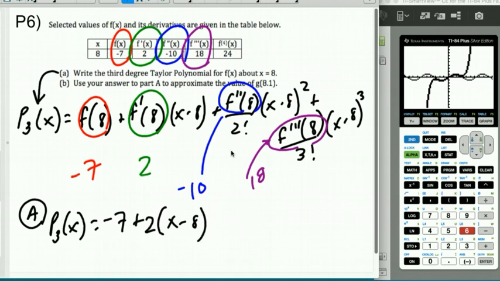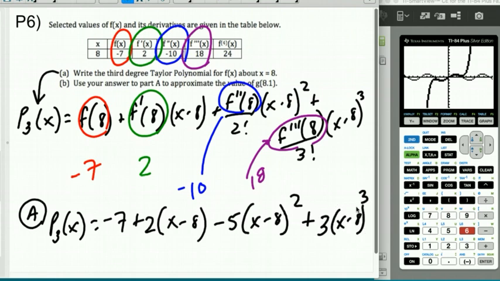This will be a negative 10 over 2, so minus 5 times an (x minus 8) quantity squared. And then this will be an 18 over 6, so that'll be plus 3(x minus 8) quantity cubed, right? So that's my answer to A.